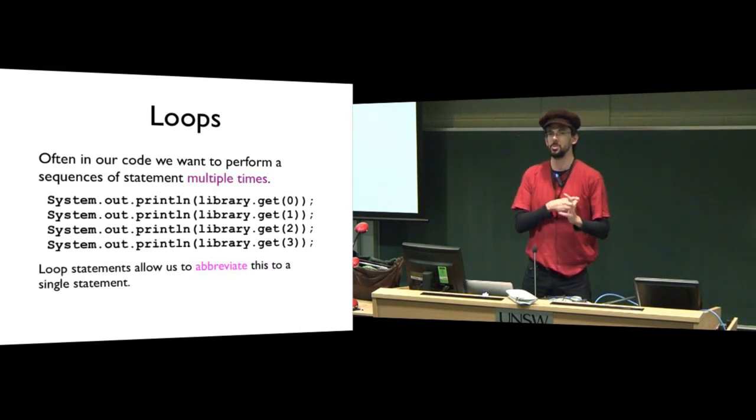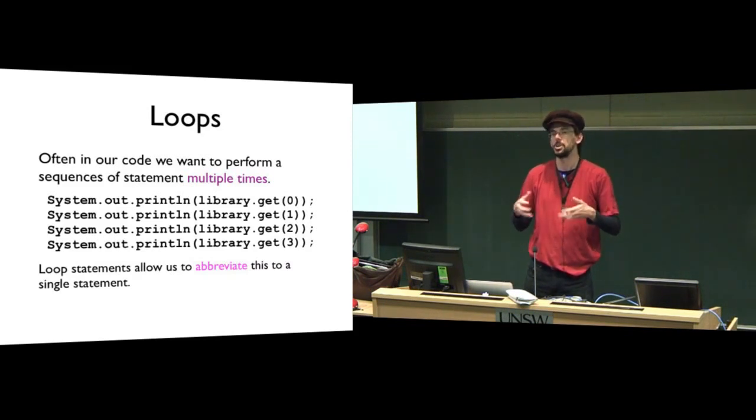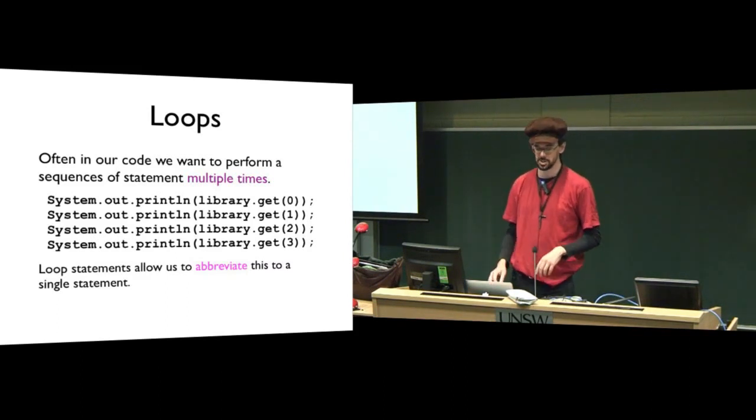So the first advantage of loops is avoiding redundancy in our code. The second advantage is it allows us to do something an arbitrary number of times, where the computer can calculate how many times to do it, rather than us having to know in advance how many times it happens.